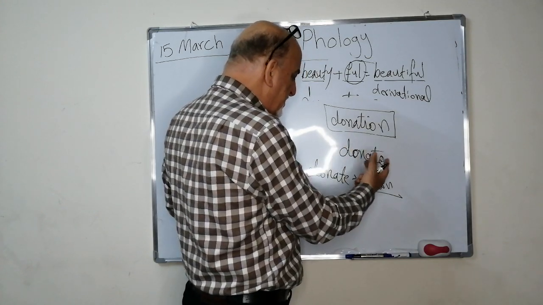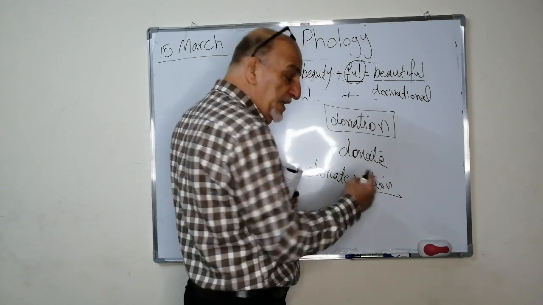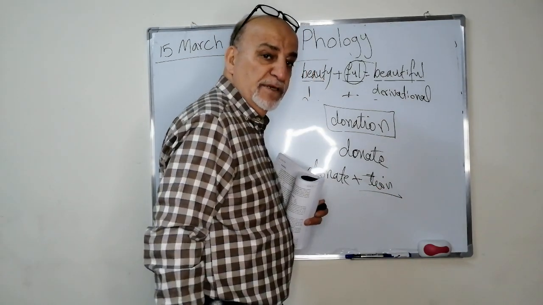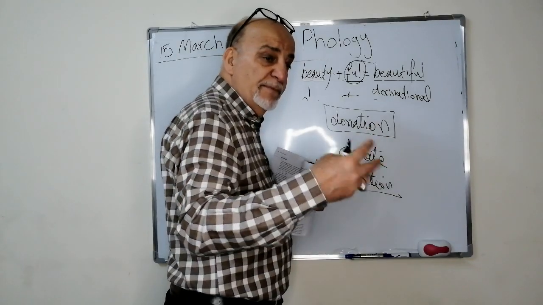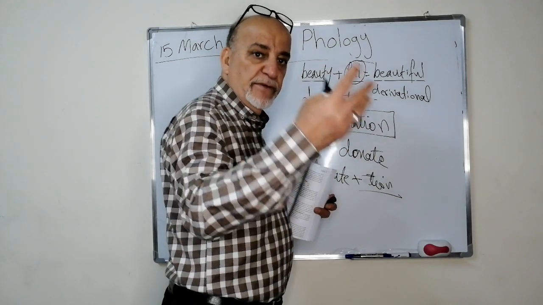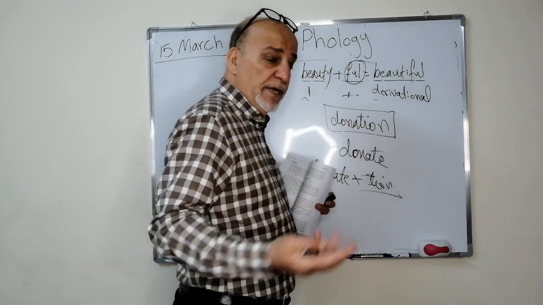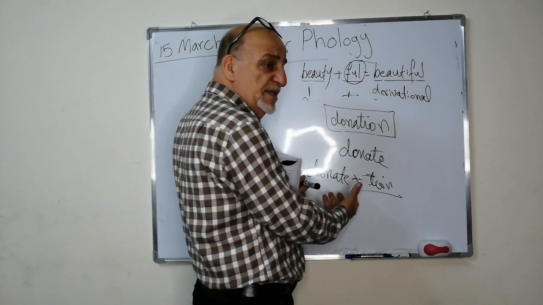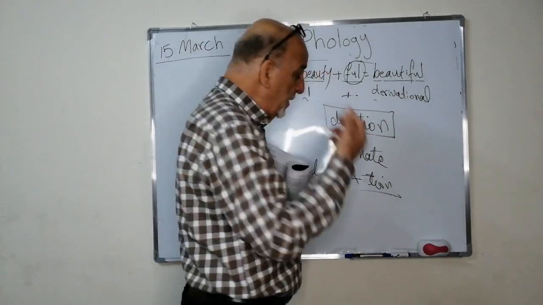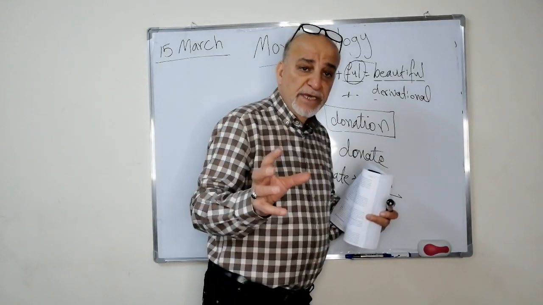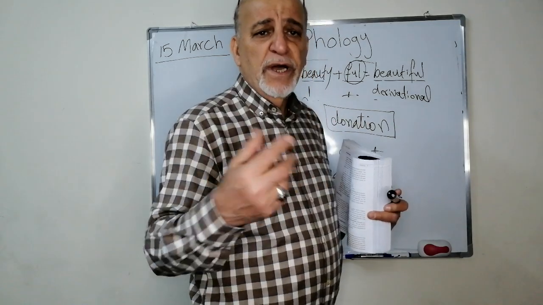And why is it not basic? It is not basic because I can analyze it into the word donate, which has a meaning, and TION, which also has a meaning. By basic, I mean it cannot be analyzed further. So donate, I cannot break up any further. But donation, I can break up into donate, and donate has a meaning. It's a verb. It means to give money, helping people by giving them money. And TION also has a meaning, because it changes the verb into a noun.